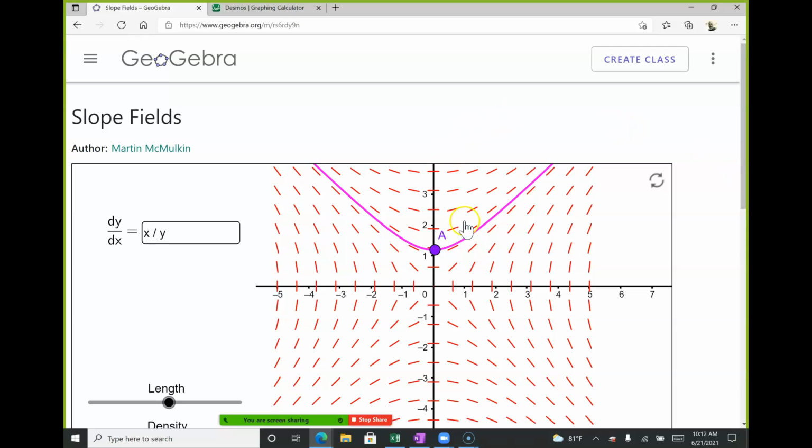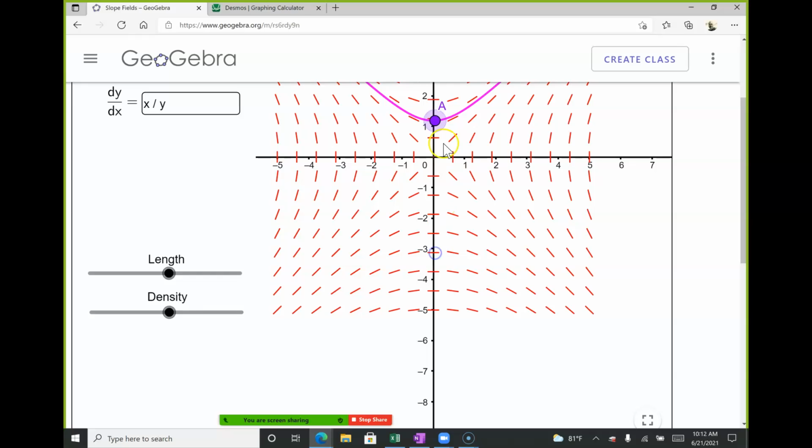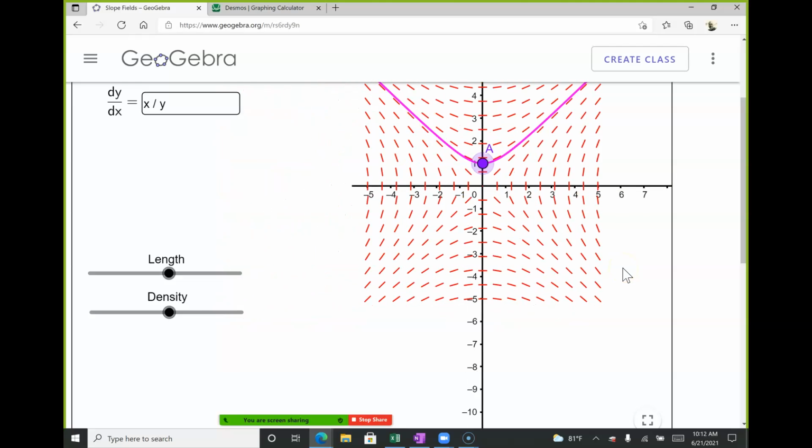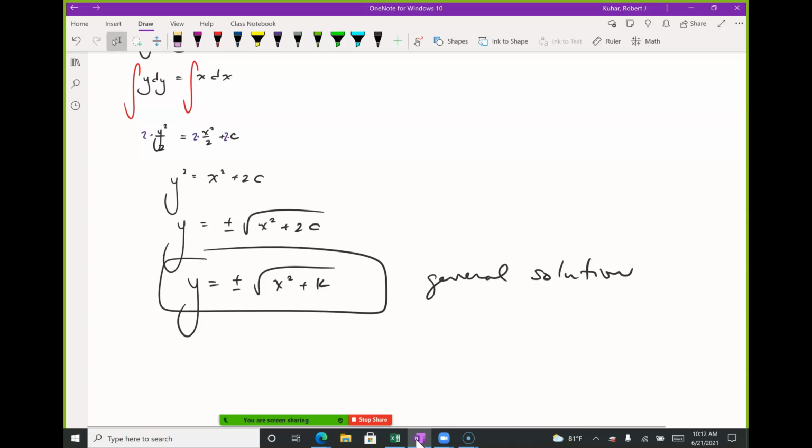So why not? Let's keep it nice and simple for us. Let's make the initial value (0, 1). Let's just keep it simple as much as we can. So there's our general solution. Find the initial value.